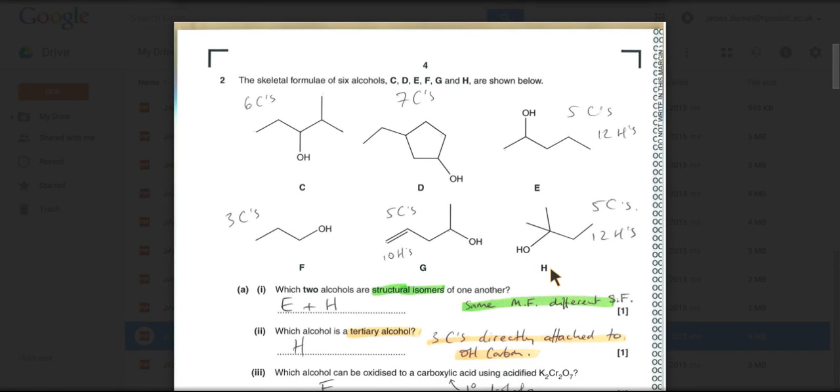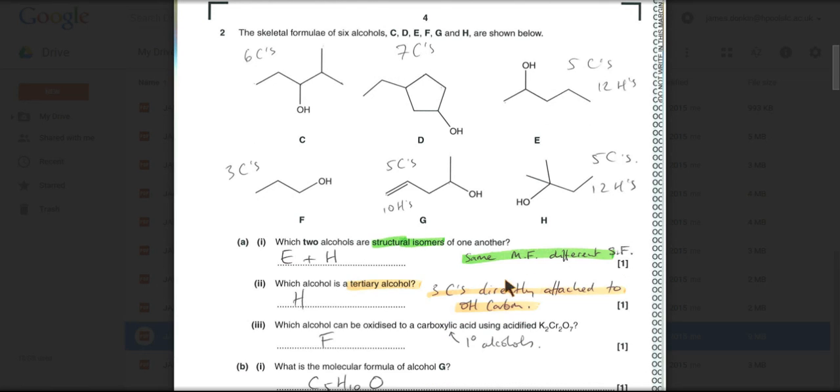Which alcohol is a tertiary alcohol? So what's a tertiary alcohol? It's got 3 carbons directly bonded to the carbon with the OH group on. So there's only one, and it's that one there, H. So there's that OH carbon with 1, 2, 3 carbons directly attached.